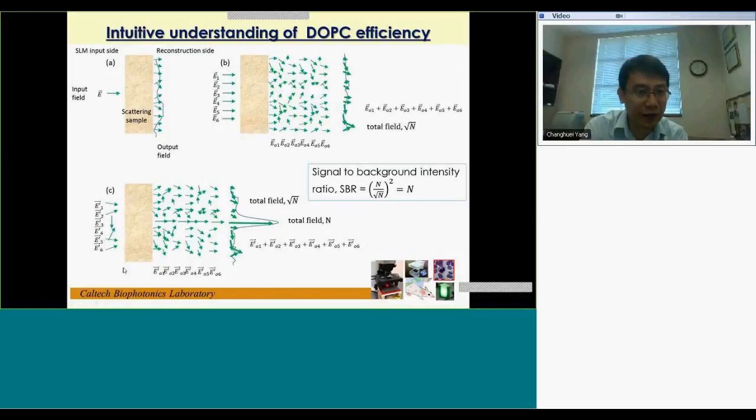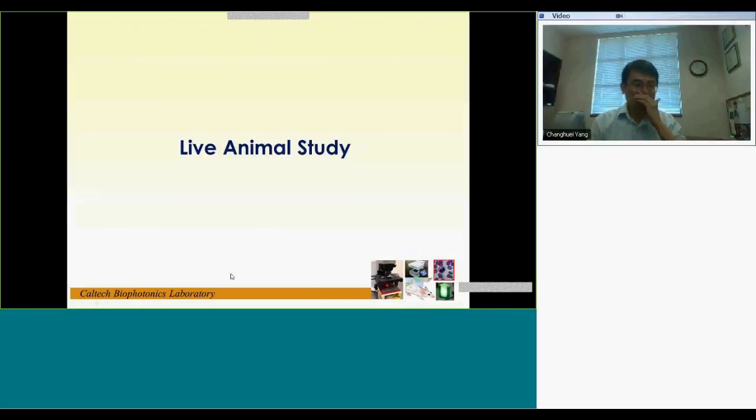So with 10 to the power 5 optical modes of control, if we actually focus to a single point of interest, that can get us about 10 to the power 5 in terms of its peak strength versus its background. Okay. All right. To do this kind of experiments, of course, we need to be able to adapt our method to work with living animals.